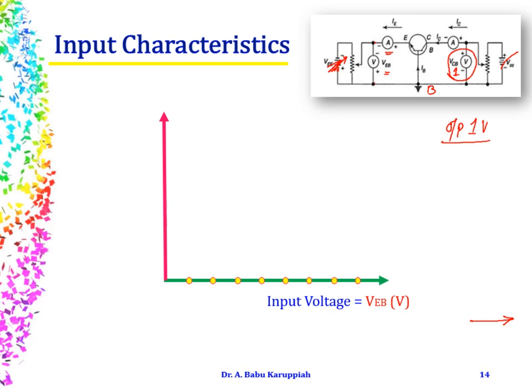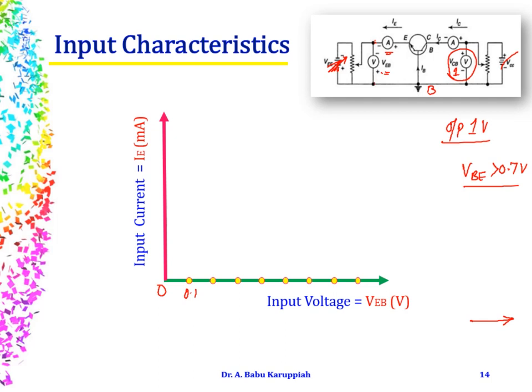So the input voltage is VEB, the voltage across the emitter-base terminals, and the input current is the emitter current flowing through this ammeter. Now, what really happens? I am at 0. Now I change this and see that the reading is 0.1 here. What will be the current? The current will be 0, because when will you have a considerable flow of emitter current in your circuit? When VEB is greater than 0.7. Only then will you have an appreciable amount of current flowing in the circuit.